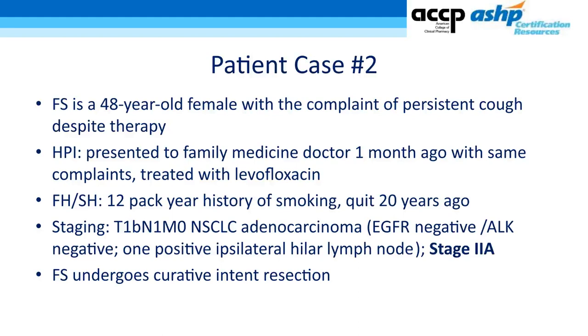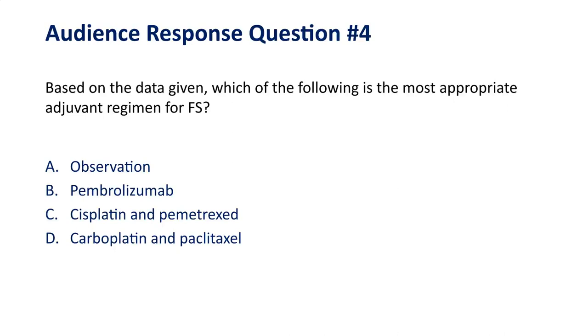Important to notice that this particular patient was found to have a very early stage 2A disease with histology of adenocarcinoma, negative for both EGFR and ALK, with one positive ipsilateral lymph node. FS does undergo curative intent resection. Based on the data given, which of the following is the most appropriate adjuvant regimen for FS? A, observation, B, pembrolizumab, C, cisplatin and pemetrexed, or D, carboplatin and paclitaxel.